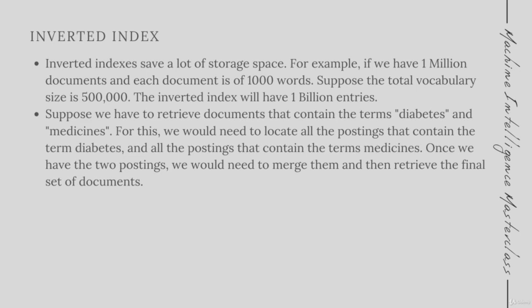In the case of querying for retrieval of information, suppose we have to retrieve documents that contain terms diabetes and medicines. For this, we would need to locate all the postings that contain the term diabetes and all the postings that contain the term medicines. Once we have two postings, we would need to merge them and then retrieve the final set of documents. For more details on the complexity of the merging operation, please refer to the companion article of this lecture.